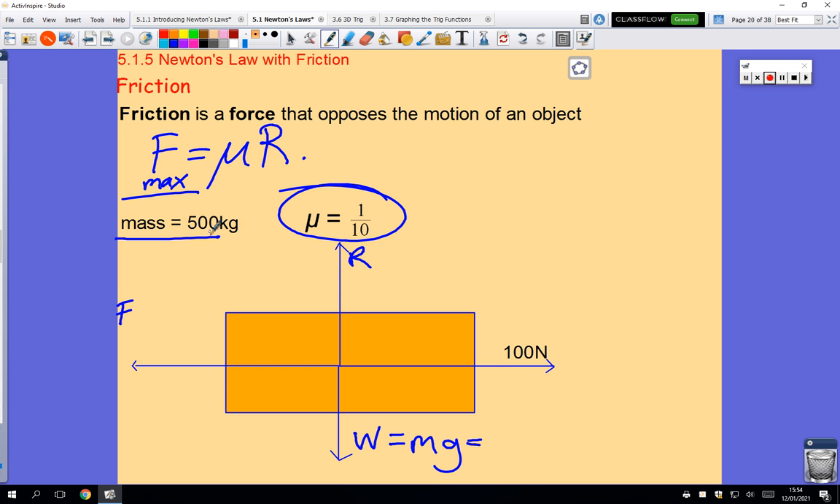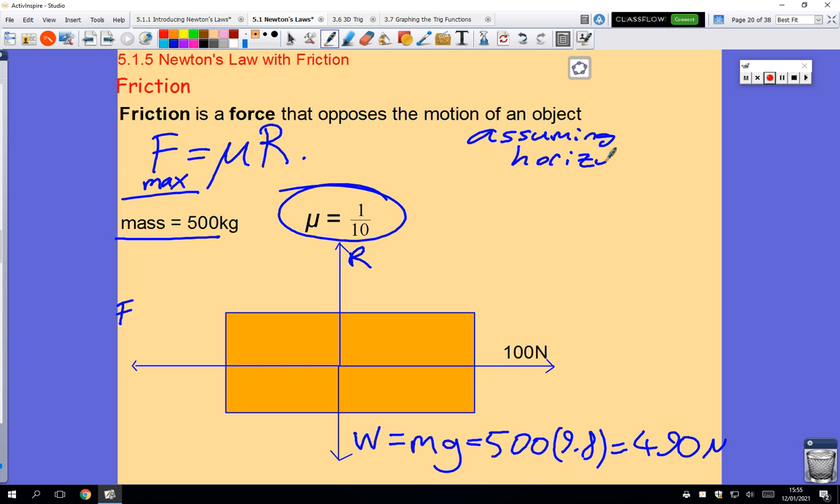In this case, the mass is 500. Little g is 9.8, so this is going to be about 490 newtons. So the weight of this object is 490 newtons, assuming horizontal motion. So if I assume this object is traveling horizontally, which of course I shouldn't unless I'm told, but I'm going to in this case.